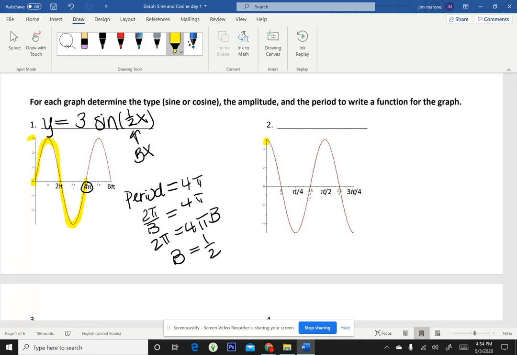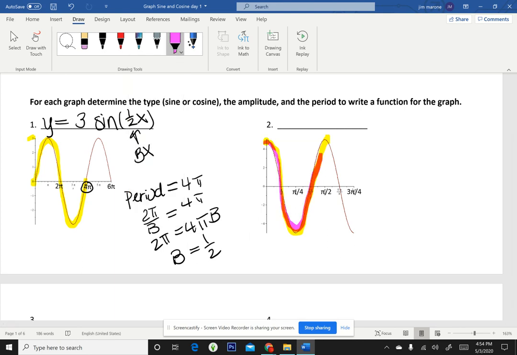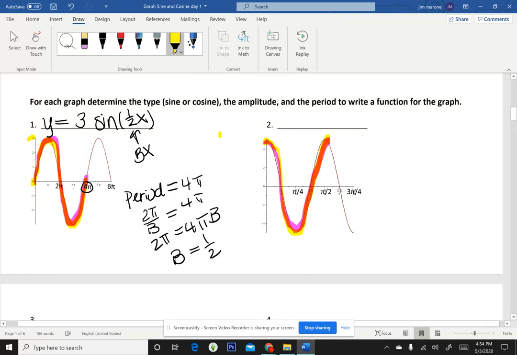For the next one, I know this is a cosine because it starts up and goes down and goes up. To me, the cosine graph looks kind of like a C, and the sine graph looks kind of like an S, sideways and flipped around. So cosine looks like a C, sine looks like an S. That's how I remember them. Again, we know this is a cosine graph, so y equals.